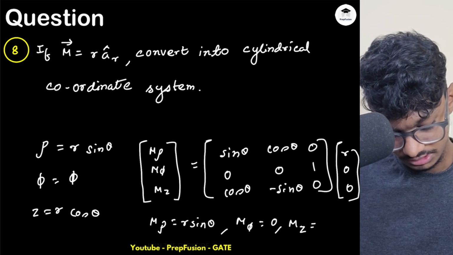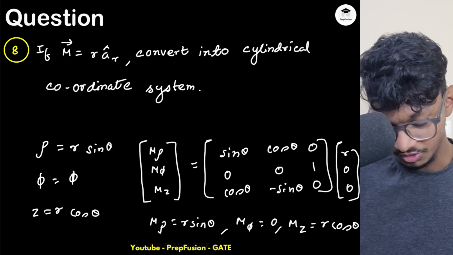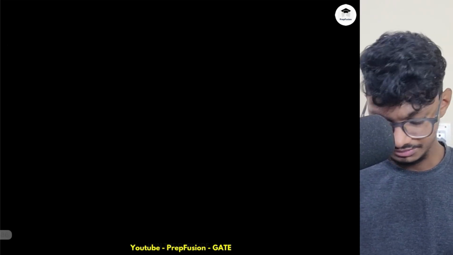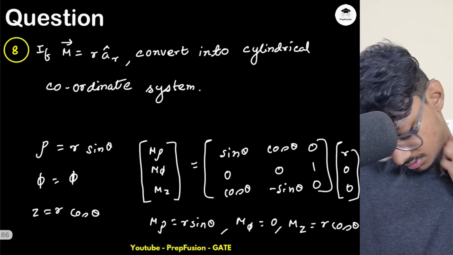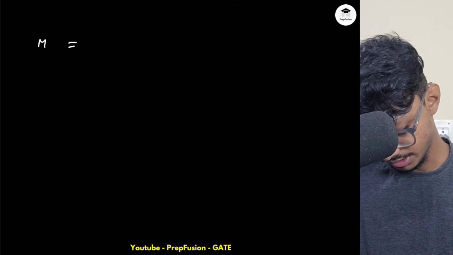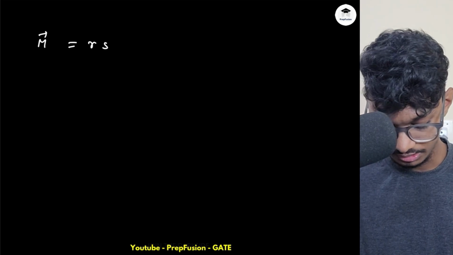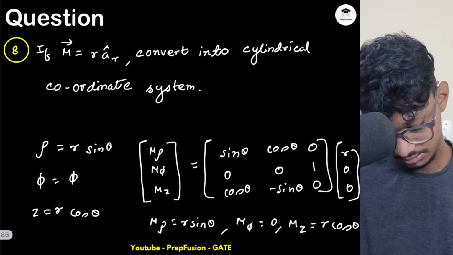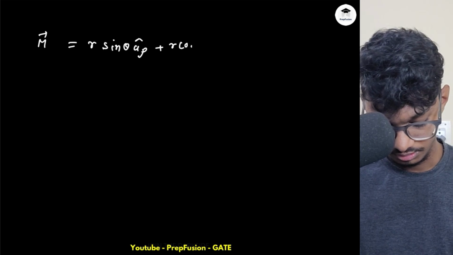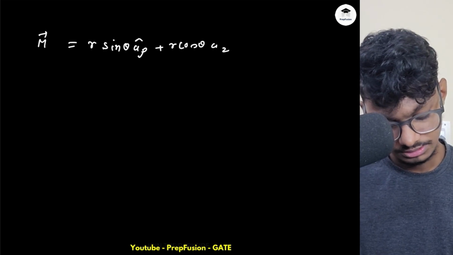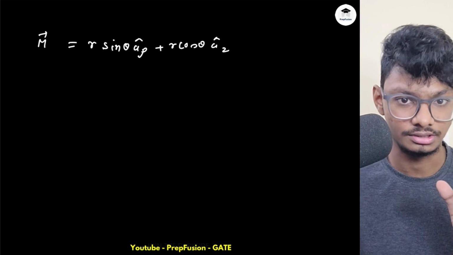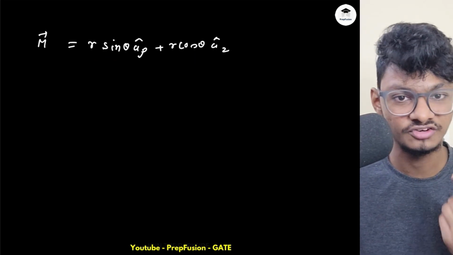z is r cos theta. Now this we already knew actually, but that's fine. So your unit vector will be simply this, right? Your m vector will be r sin theta a_r cap plus r cos theta a_z cap. Now one thing you should know is they have asked me to convert everything from spherical to cylindrical. So this should not be in spherical functions, this should be in cylindrical.